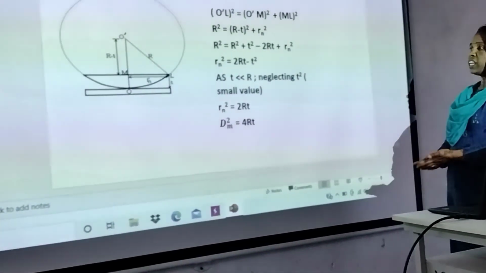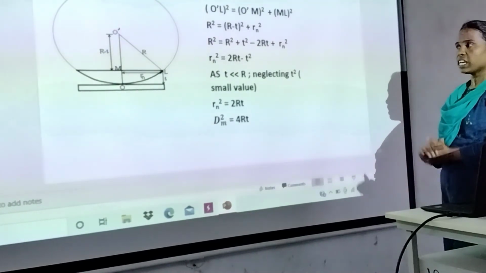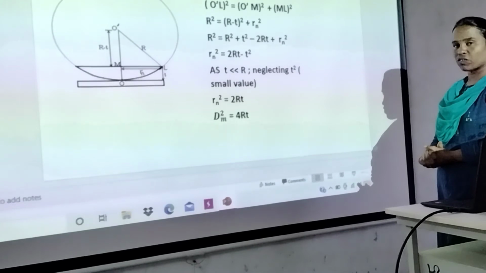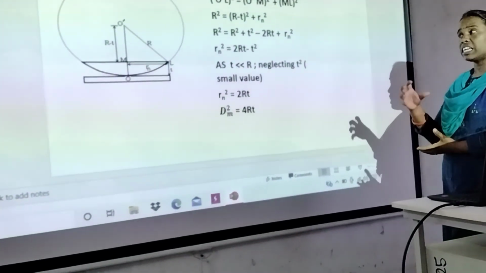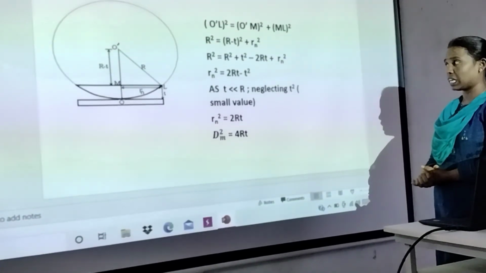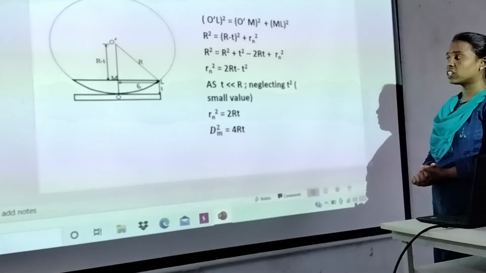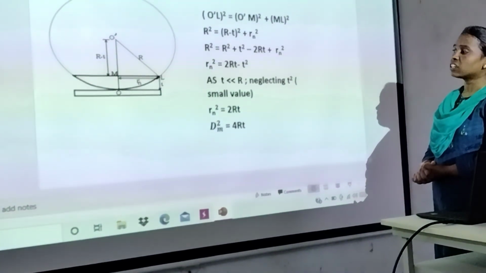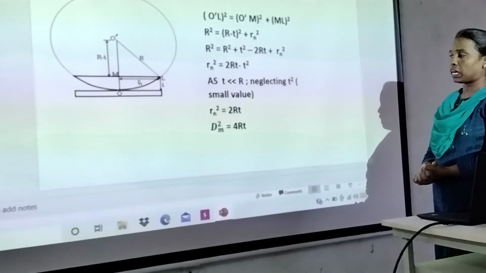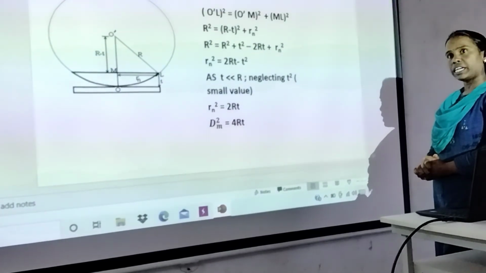See, here the thickness of the air film is really very much less than the radius of curvature of the sphere or lens. As the radius of curvature of the lens is very large and the thickness of the air film is very less, I can neglect T square. If I neglect T square, what will I be left with? Rn square equals 2 capital R T. Okay. So what is Rn there? Radius of the Newton ring.